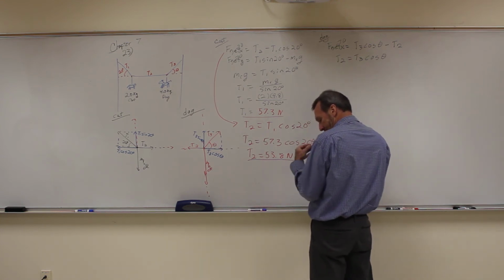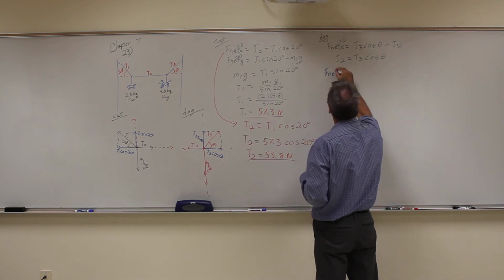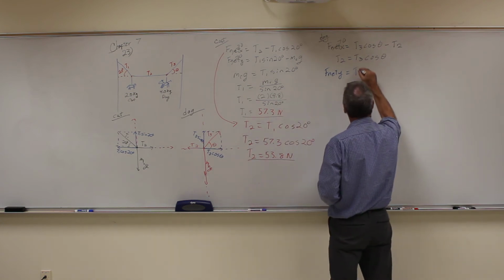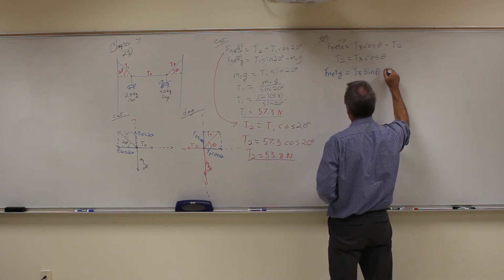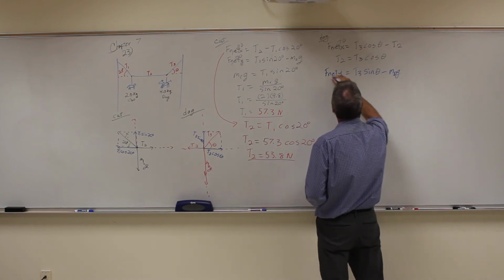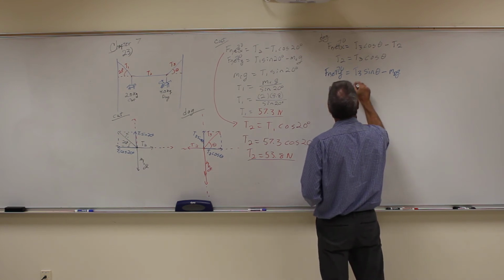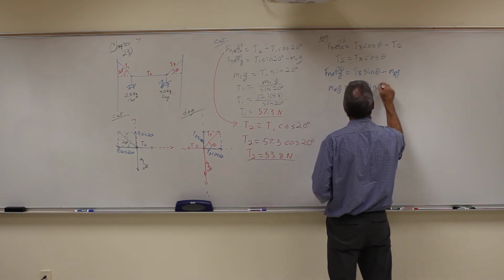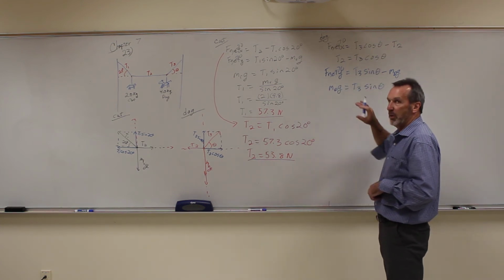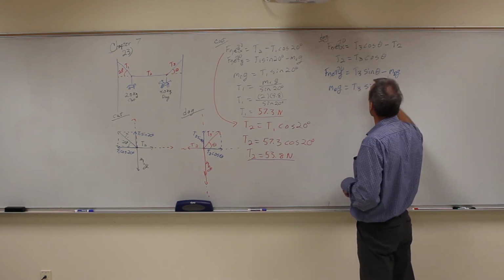So let's go to f net y. F net y for the dog, we have T3 sine theta minus mass of the dog times gravity. This is 0. So we can move this over here and we say, oh, the mass of the dog times gravity is equal to T3 sine theta. So now I have two equations and two unknowns. Right? I know this side, but I don't know T3, I don't know sine theta.